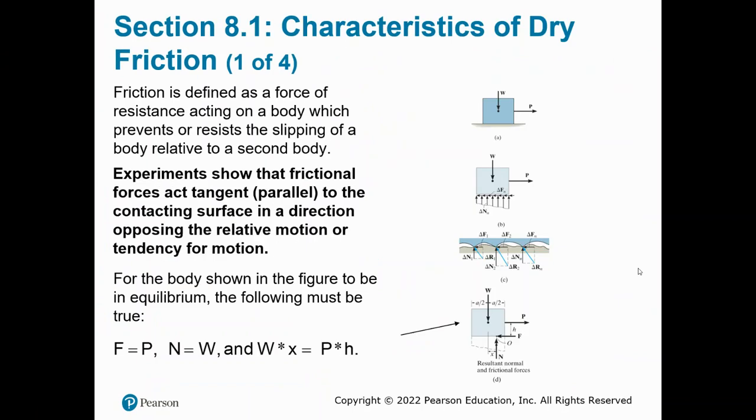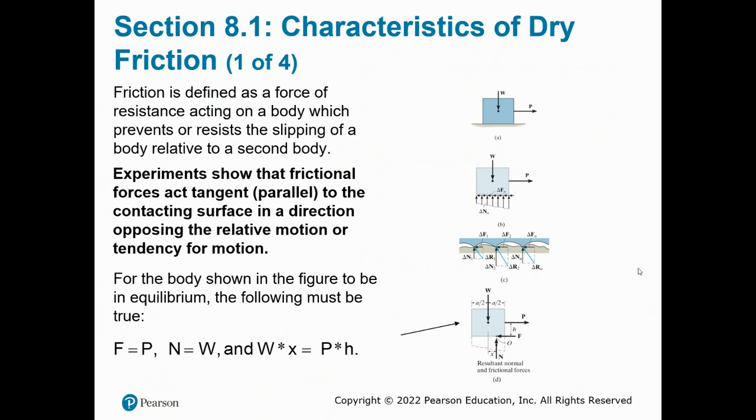Friction is defined as the force of resistance acting on a body which prevents or resists the slipping of a body relative to a second body. Experiments show that frictional forces always act tangent or parallel to the contact surface in a direction opposite the relative motion or tendency for motion. In other words, the direction of the friction will always be parallel to the contact surface. Also, it will be in the opposite direction of the direction we're trying to move or actually moving.